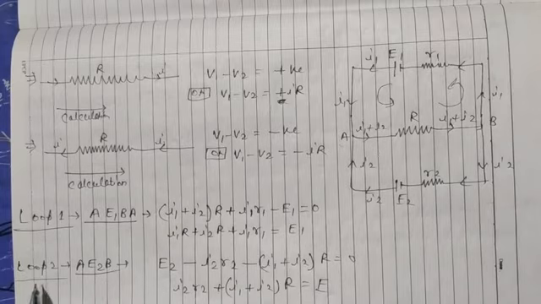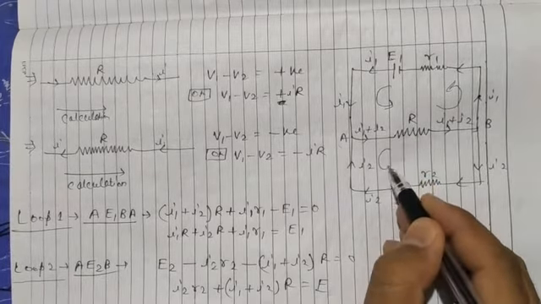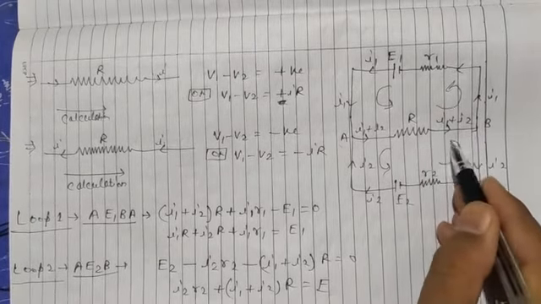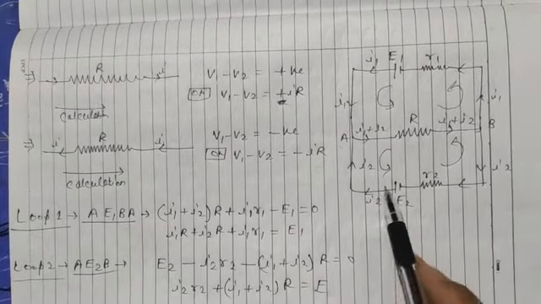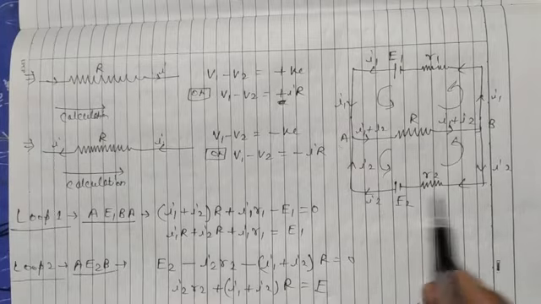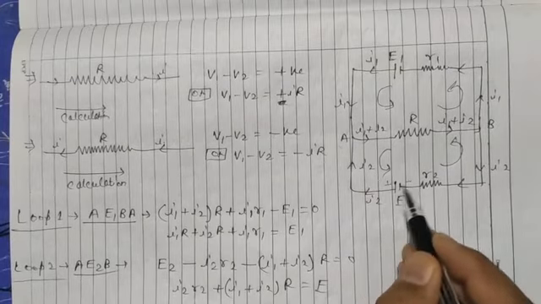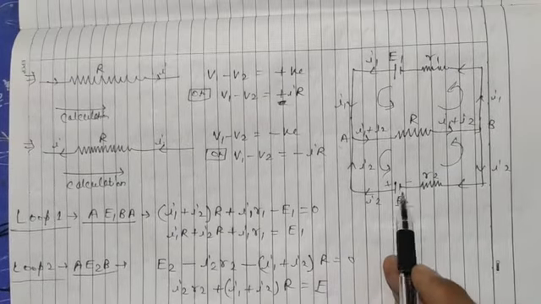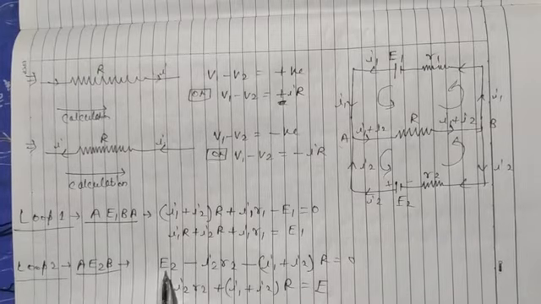Now check in loop 2, A E2 B. In this loop, let our direction of calculation be anti-clockwise and we start from here. For the cell, the direction of calculation is in this way, positive plate to negative plate. According to the rules, this potential difference is taken positive.